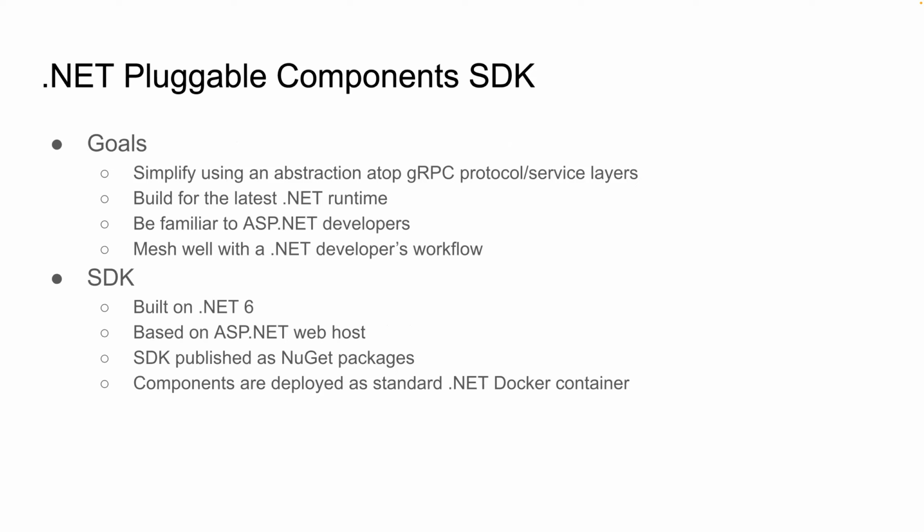One is to simplify the writing of pluggable components. That's to build an abstraction on top of all of the gRPC protocol, service, client APIs, and so on, so that you can just focus on .NET and implementing your component, not having to worry about a lot of the underlying details.